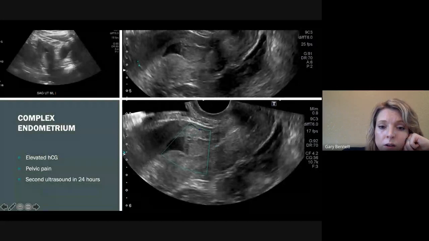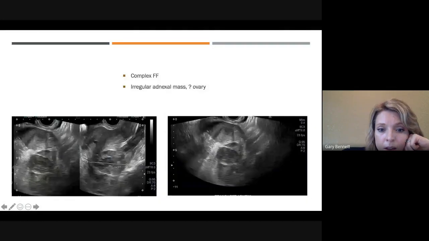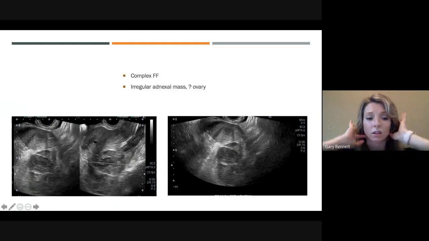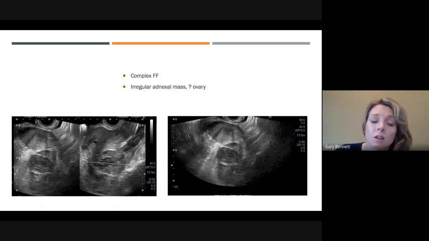This right here, all that stuff in the endometrium. They have blood in the posterior cul-de-sac, and they have this big mess in the left adnexa. So it walks like a duck, it talks like a duck. It's probably going to be an ectopic pregnancy.